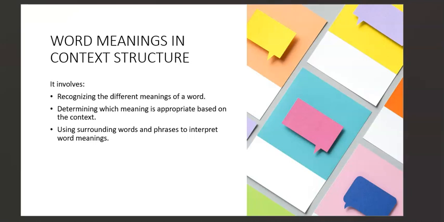So after getting these words and their appropriate meanings, we now determine the perfect meaning that the sentence wants us to use. And then after that, we use phrases and words around this word to give us the perfect meaning of the word.